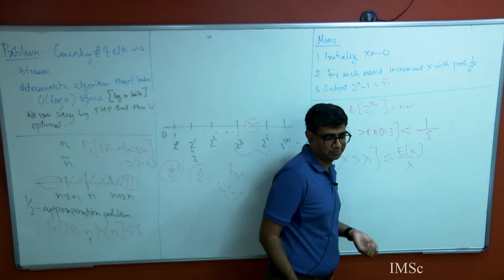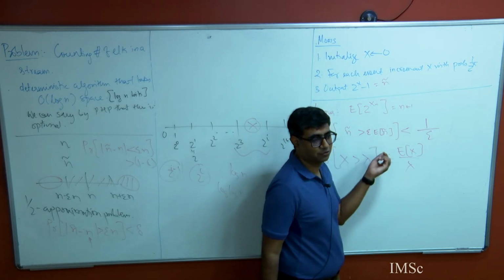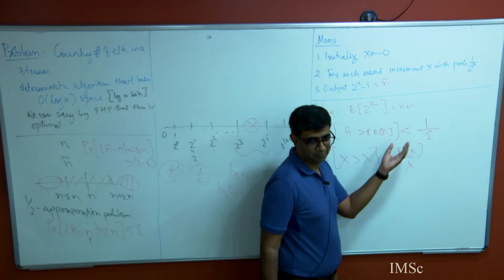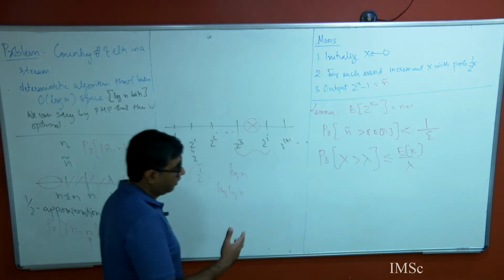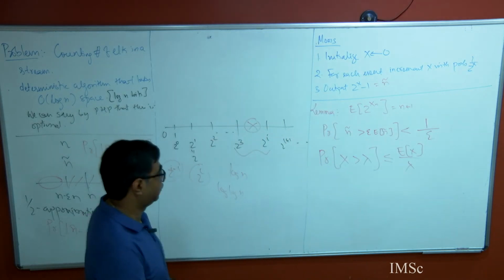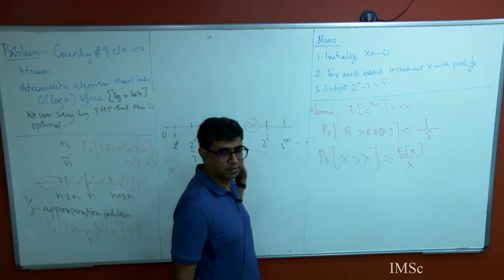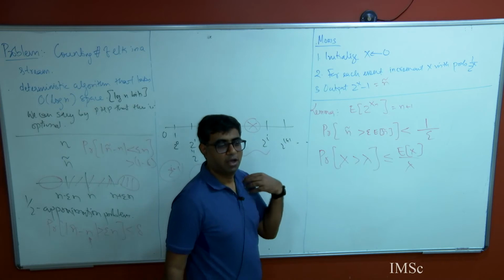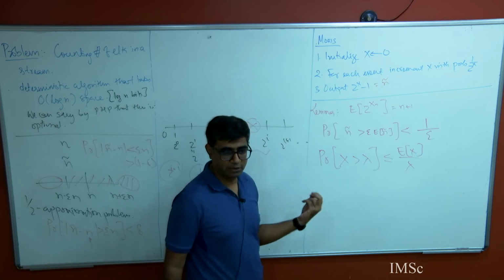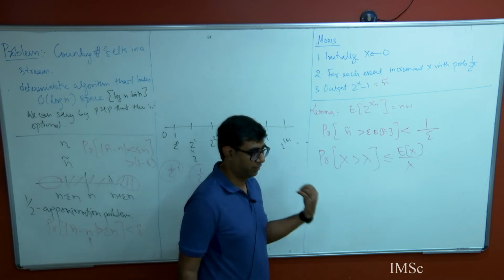Sure, it is within this range. So this tail inequality like Markov is not good enough for this case. We need to apply a stronger form of tail inequality, and what we try to do is Chebyshev.